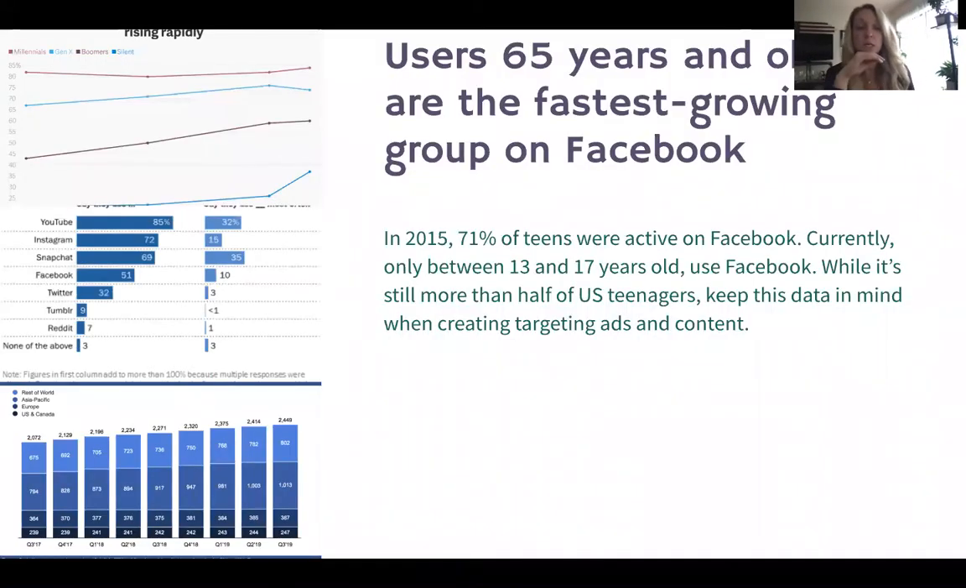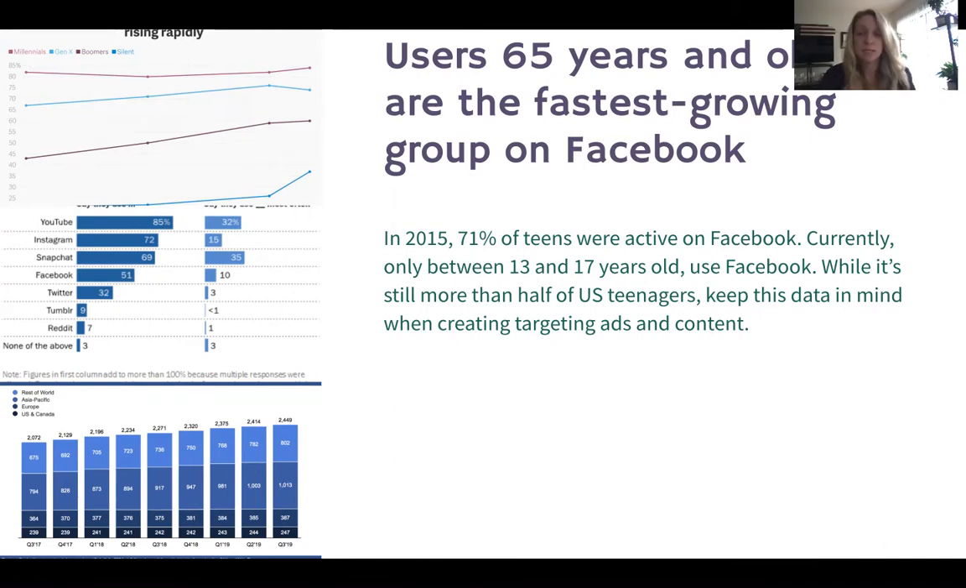All right, so Facebook. We can share these slides with you so you can see them a little bit closer, but as many of you probably know, Facebook has an older generation that is growing intensely. So users 65 years and older are the fastest growing group on Facebook. In 2015, 71% of teens were active on Facebook. In just 5 years, that has totally changed. Now that we have Snapchat and TikTok, teens have really fled Facebook, and most of the new users are going to be those 65 years and older, or that 13 to 17-year-old range.